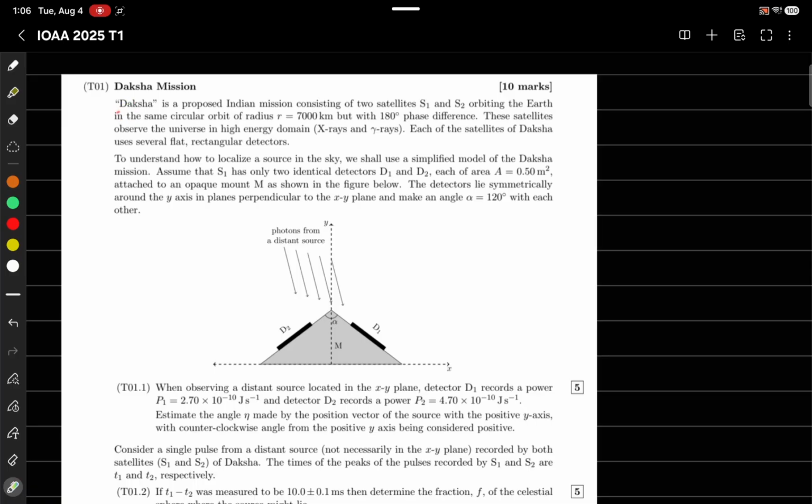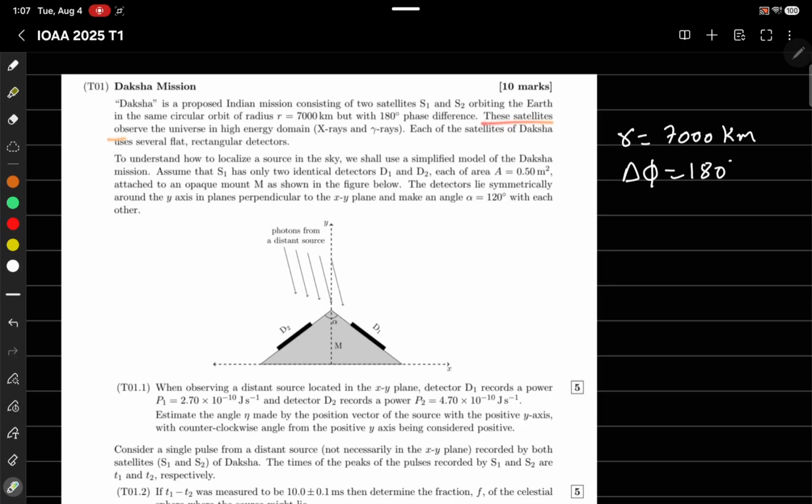Daksha is a proposed Indian mission consisting of two satellites S1 and S2 orbiting the Earth in the same circular orbit of radius 7,000 km. So the radius has been provided as 7,000 km, but with the phase difference of 180 degrees. So I can say that my delta phi is 180 degrees.